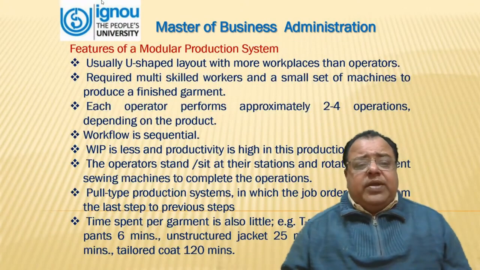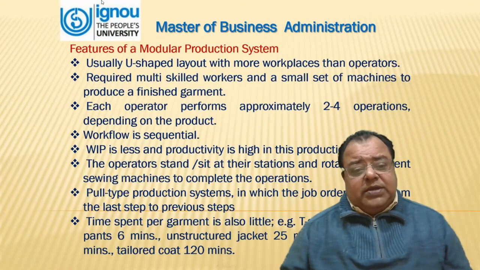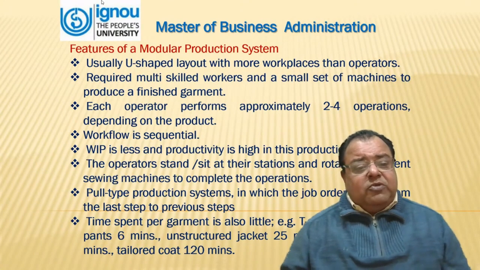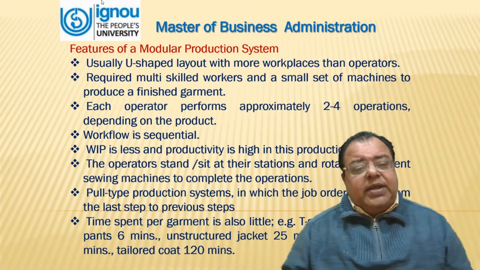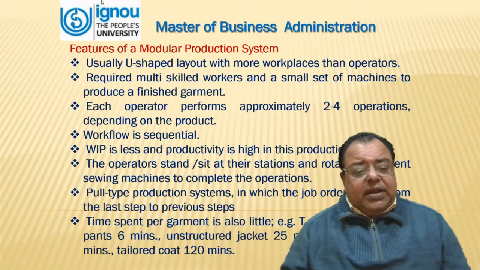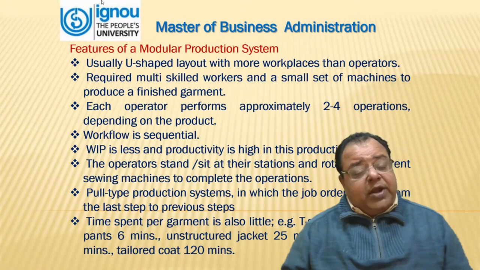What are the features of a modular production system? Usually a U-shaped layout with more workplaces than operators is used. Multi-skilled workers and a small set of machines are required to produce a finished garment. Each operator performs approximately 2 to 4 operations depending upon the product. Workflow is sequential. WIP is less and productivity is high in this production system.